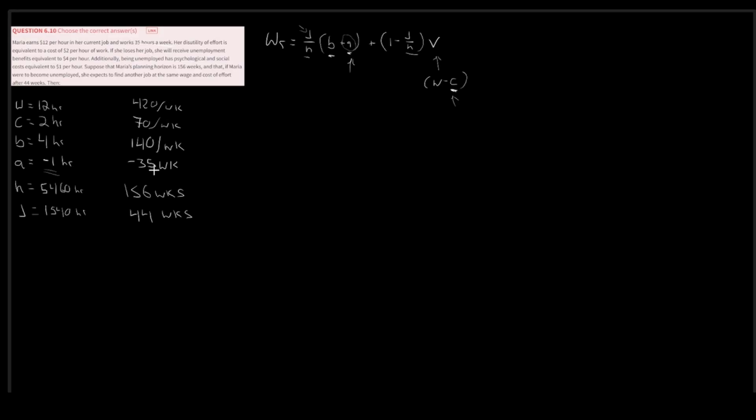$420 per week. And sorry, I'm looking at this and realizing that some of these I've done per week, some of these I've just done in week. Let's be a little bit more clear. That is $140, right? Each of that, $420 per week, $70 per week, $140 per week, and our disutility of being unemployed, that's $35 per week. Okay.